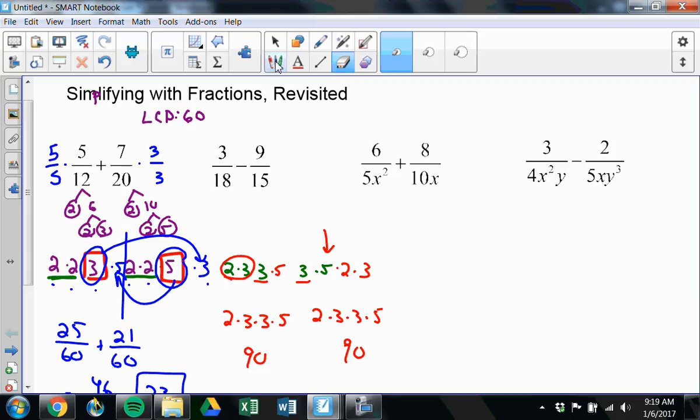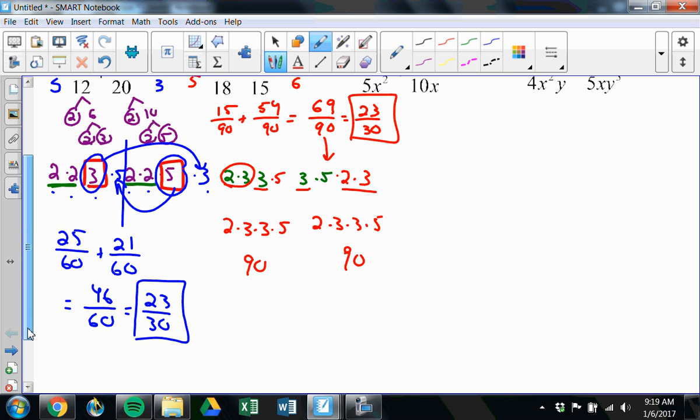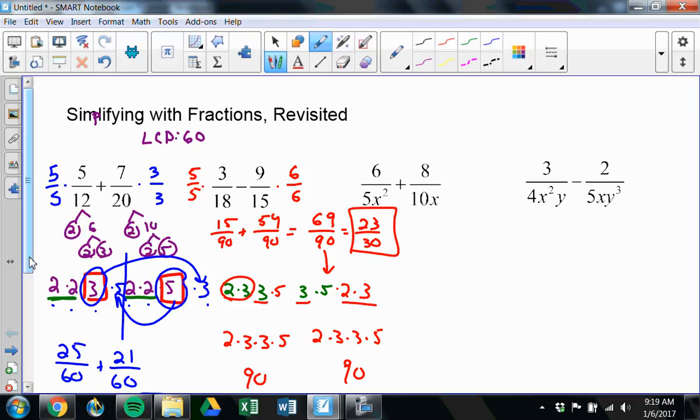So I think, okay, what did I add to the left side? To the left side, I multiplied by 5. To the right side, I multiplied by 2 times 3. So the right side, I really multiplied by 6. And I get 15 over 90 plus 54 over 90. Add these up and I get 69 over 90. Those can both divide by 3. It's 23 over 30. So what did I get last time? Pretty close. 23 over 30. Huh. Same thing both times. I did not mean for that to happen. Interesting.